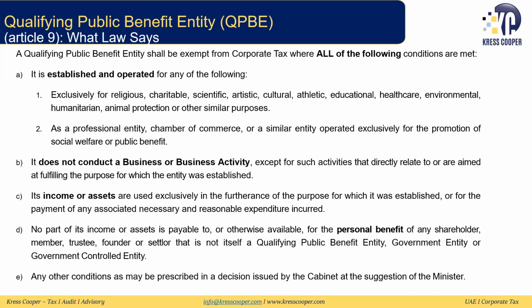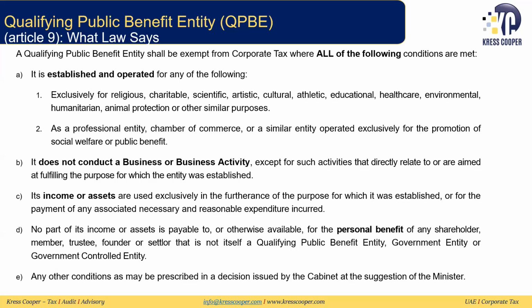Now, qualifying public benefit entities, like we said, have to meet certain conditions apart from that. So, what are the conditions for them to be included in this list? The condition that needs to be met is that they have to be established and operated for any of the following reasons. They have to be exclusively for religious, charitable, scientific, artistic, cultural, athletic, educational, healthcare, environmental, humanitarian, animal protection, or other similar purposes.